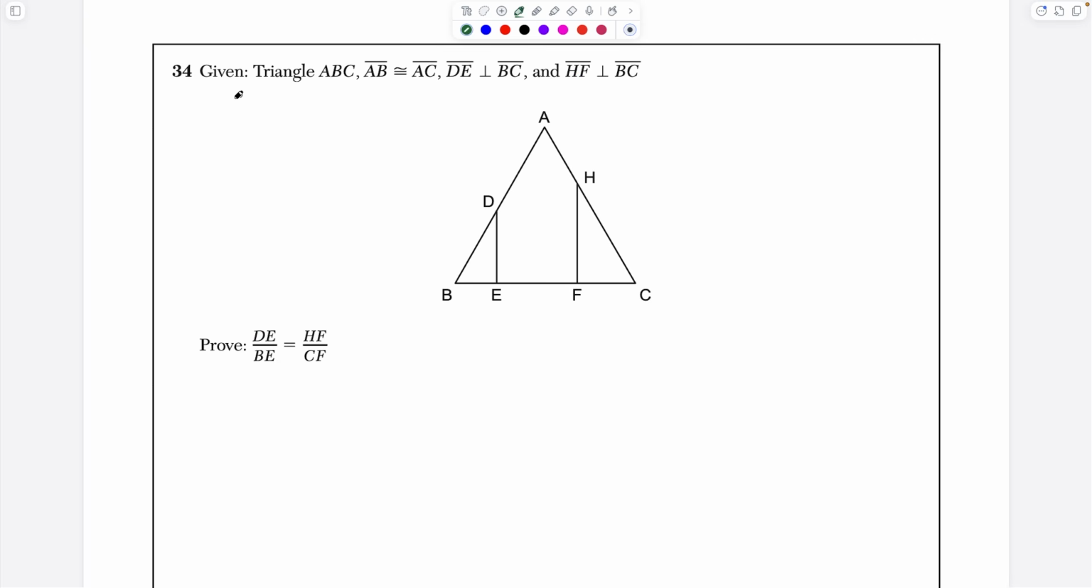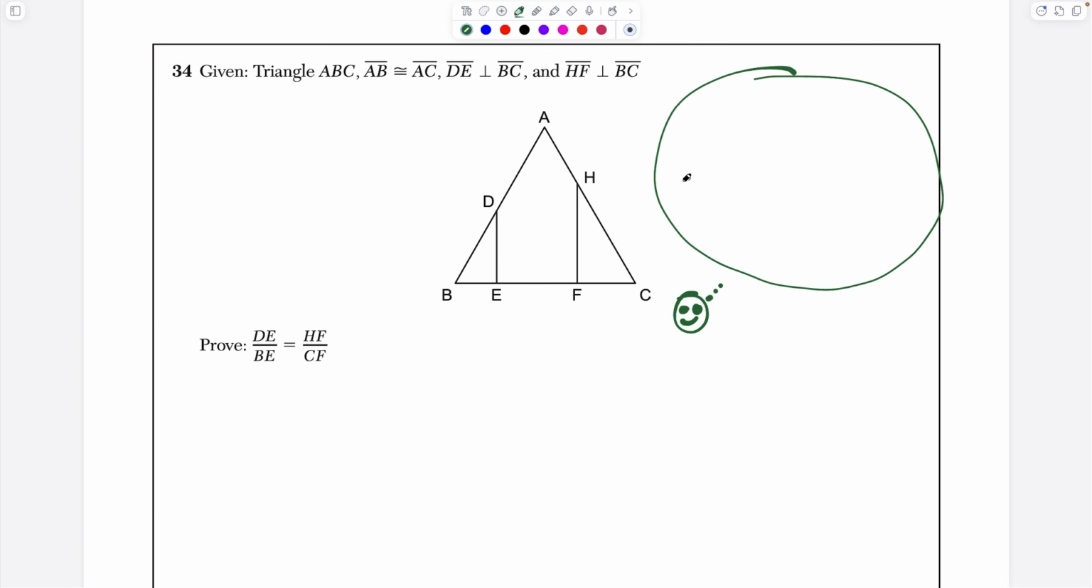Question 34, given triangle ABC, AB is congruent to AC, DE is perpendicular to BC, and HF is perpendicular to BC. And we have to prove that DE over BE is equal to HF over CF. So for a question like this, what I like to do is I like to work backwards. I think about what we're trying to prove, what's our end goal, and then I come up with a strategy based on that. Our goal is to prove that we have sides in proportion in these two triangles over here.